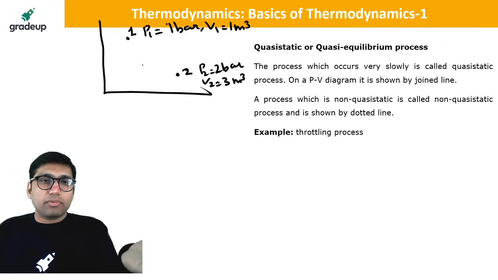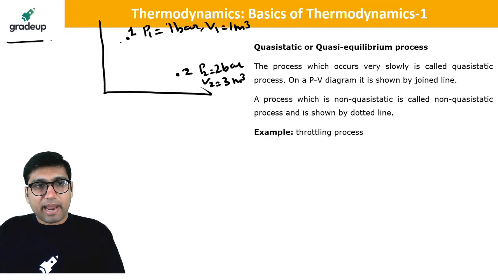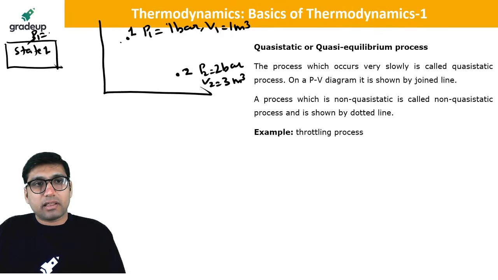Now, what is the meaning of this thing? That means if you see this system at state 1, the state 1 condition is pressure is 1 bar and volume V1 is 1 meter cube. And at state 2 we have pressure 2 bar and volume 3 meter cube.